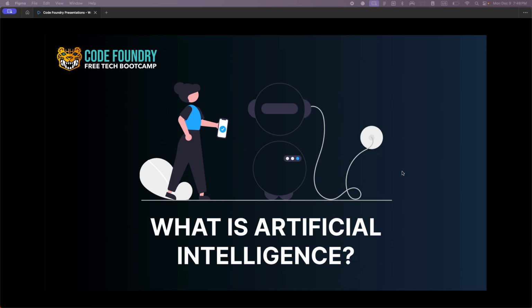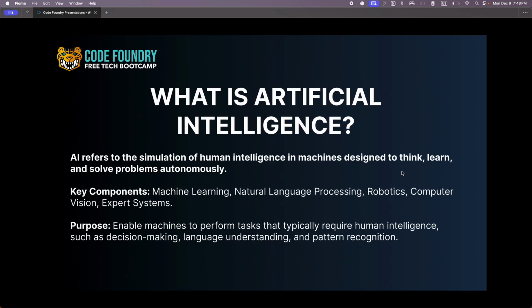So we're going to talk next about artificial intelligence. This is a big one because everybody wants to add AI into their applications, but not a lot of people know what AI actually means. So let's get into it.